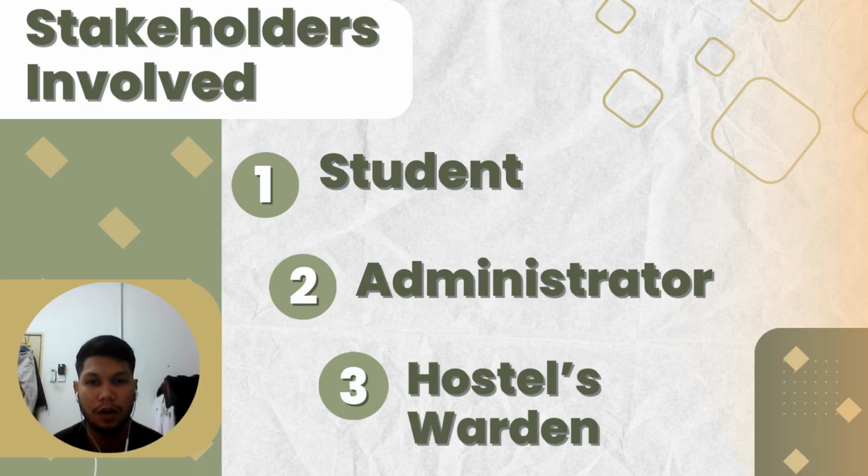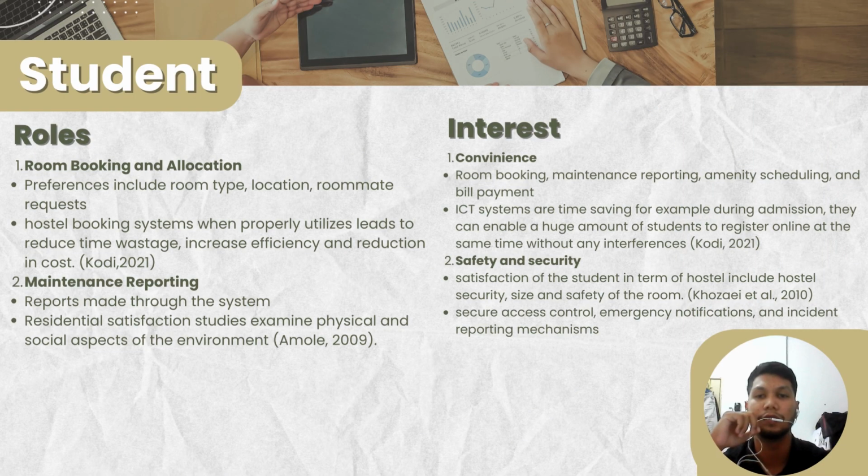So there are three stakeholders involved: the first one is student, the second one is administrator, and the third one is hostel warden. The first stakeholder involved is students. The roles in this hostel management system are, first, room booking and allocation. They can choose their room, whether it be a room type, location, or roommate request. The journal collected says a hostel booking system, when properly utilized, leads to reduced time wastage, increased efficiency, and reduction in cost, said by Cody in 2021.